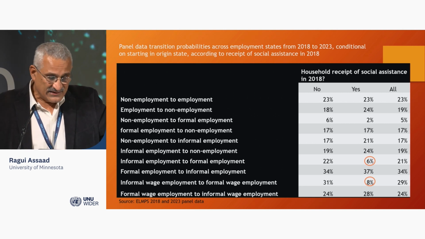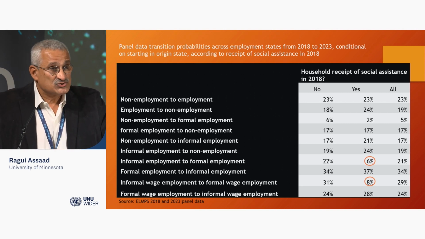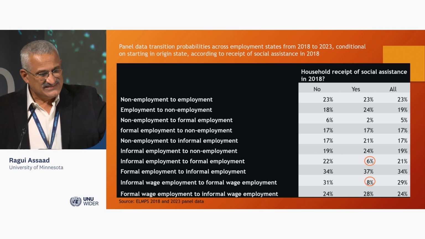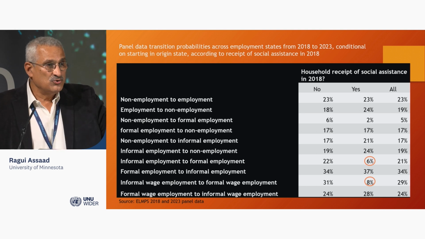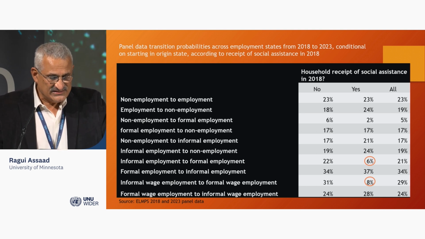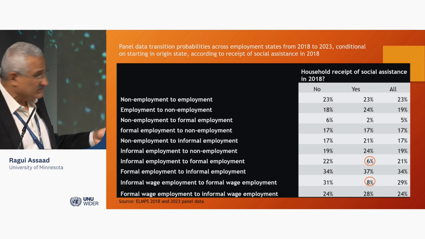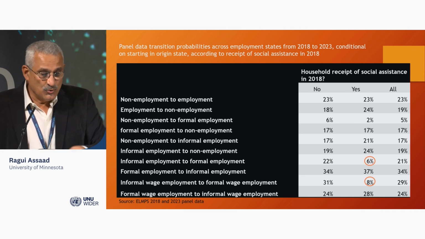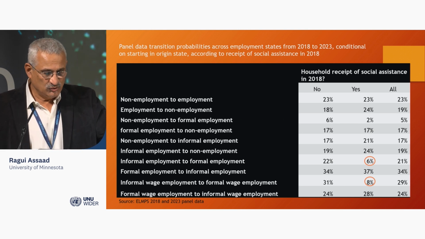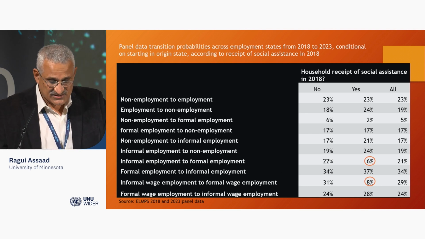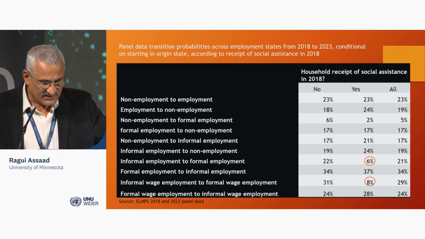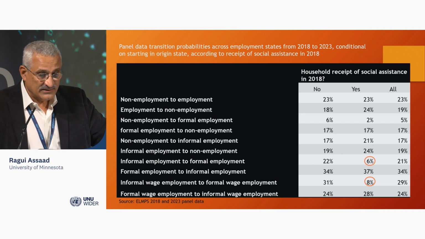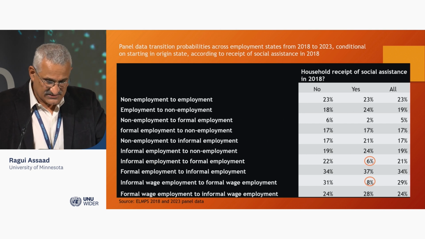We have panel data that essentially shows whether people were able to make certain transitions in the labor market between 2018 and 2023, and we look at people who did not have social assistance in 2018 versus those who did. And you can see that certain transitions, like transition from informal employment to formal employment, are much lower among the group that had social assistance. Now, clearly, we need to do more multivariate analysis to establish that these differences would survive controls, but clearly, they are much less likely to transition to formal employment if they receive social assistance at the beginning of the period.